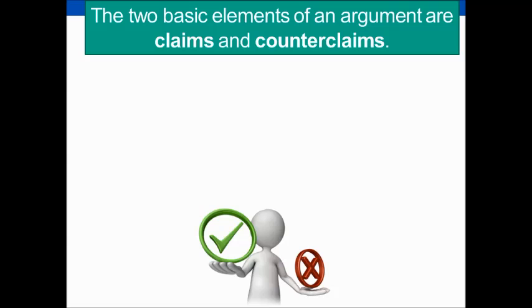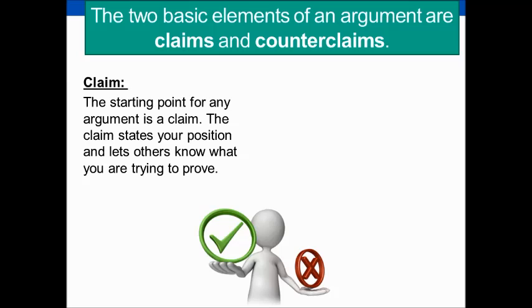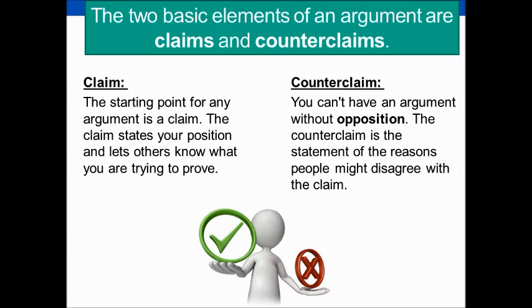There are two basic elements of any argument, and they are the claim and the counterclaim. The claim is your starting point for any argument. The claim states your position clearly and lets others know what you are going to prove in your essay. You can't have an argument without opposition. The counterclaim is the statement of the reasons people might disagree with the claim. Note that your goal is not to prove the counterclaim. Your goal in the argument is to refute it, prove it wrong, while proving your claim or your position correct.